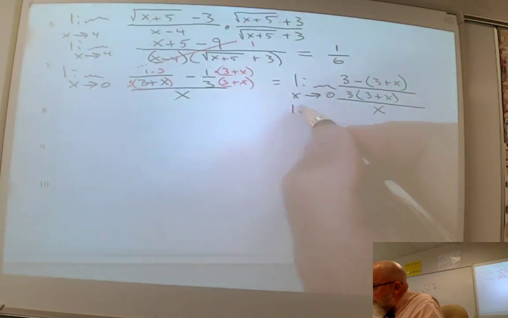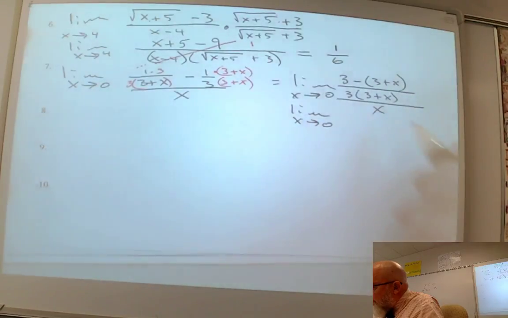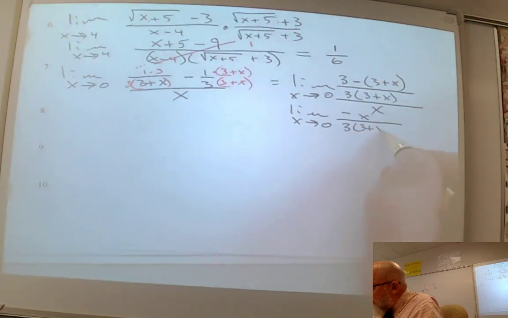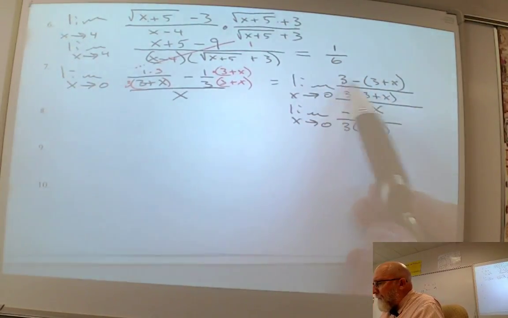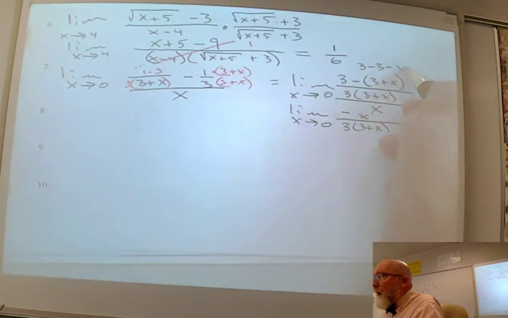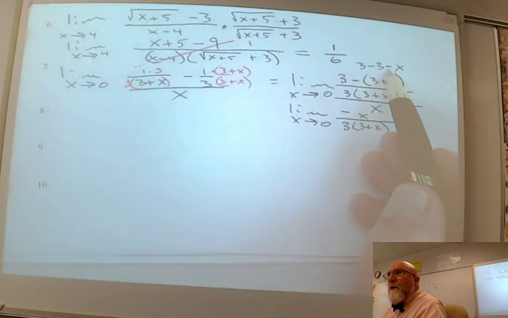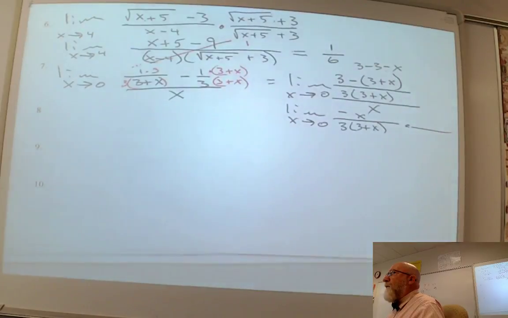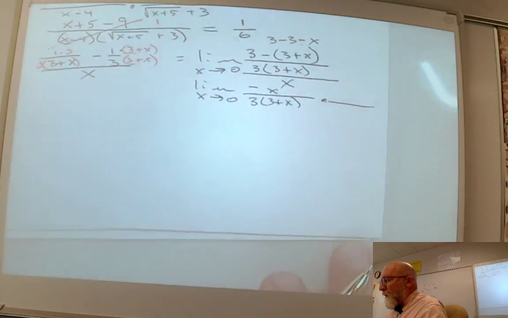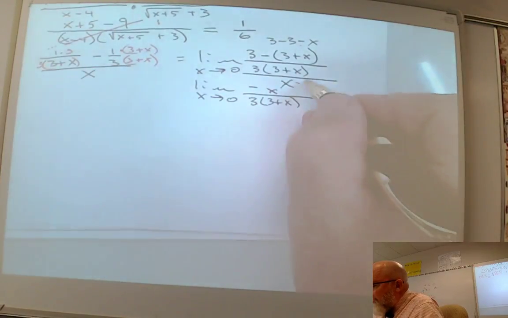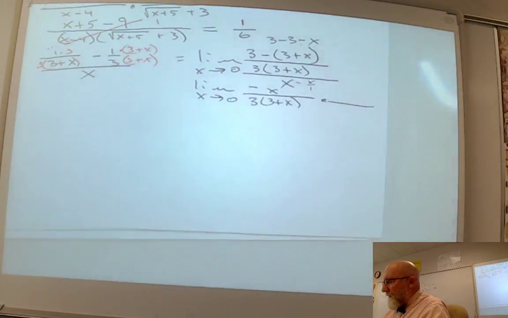It's going to be the limit as x goes to 0 of negative x over 3 times 3 plus x, because I have 3 minus 3 minus x. When I distribute this, I get this, right? This is where people make a big mistake. They don't distribute the minus sign correctly. Times, I'm multiplying by the reciprocal. What's the reciprocal? x is x over 1. So what's the reciprocal of x over 1? 1 over x.